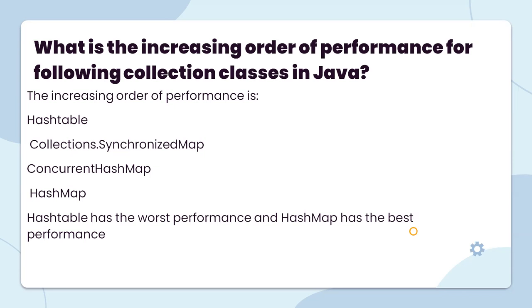What is the increasing order of performance of the following collection classes in Java? Hashtable is the most synchronized map, and ConcurrentHashMap is better because it works along with multi-threading. HashMap does not allow multi-threading safely, and that's why there is a performance issue with the others. Hashtable has the lowest performance and HashMap has the best performance.